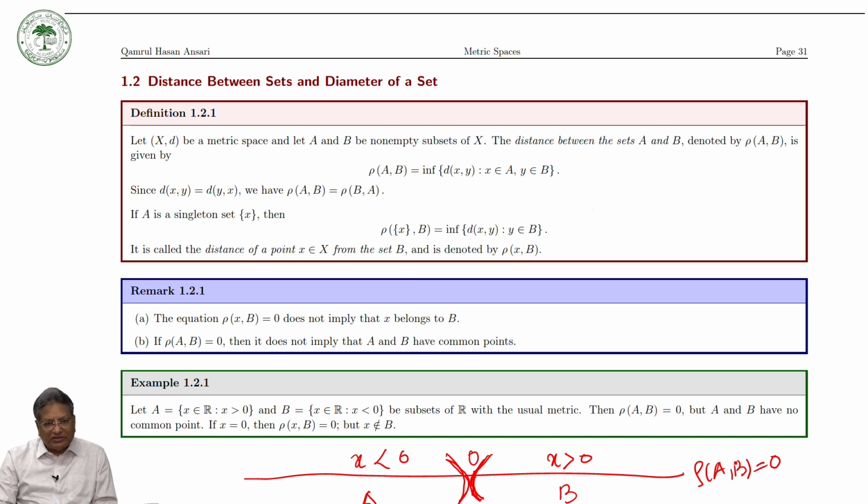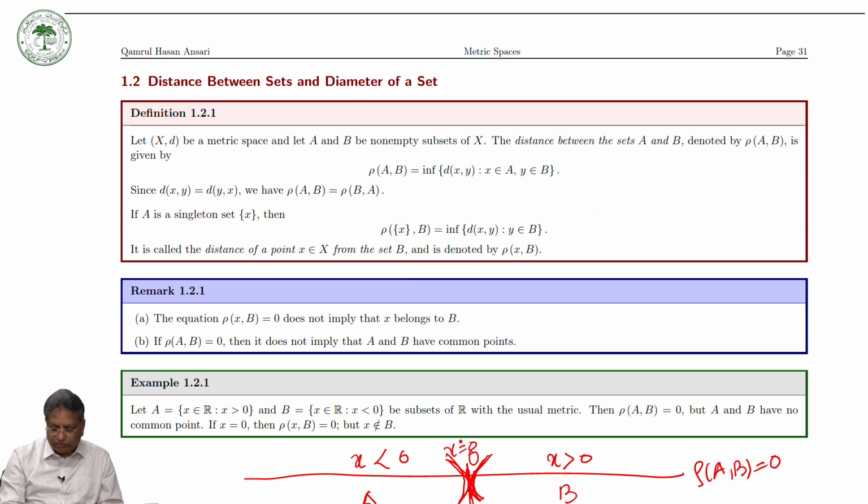Okay. So, we can reach the conclusion that if rho(A, B), the distance between two sets A and B, is equal to 0, then it does not imply that A and B have a common point. And similarly, suppose you take the point x, and suppose this x is equal to 0.